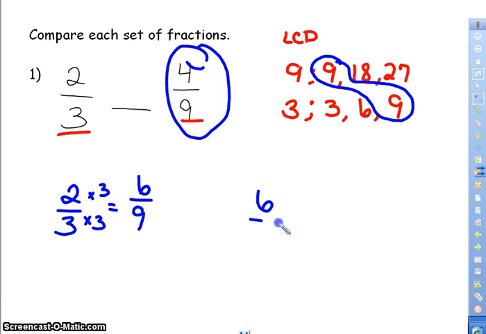So I'm comparing 6/9 and 4/9. And once you get to this point, you just compare numerators. So what's bigger, 6 or 4? The 6/9 is greater than the 4/9, meaning 2/3 is greater than 4/9.